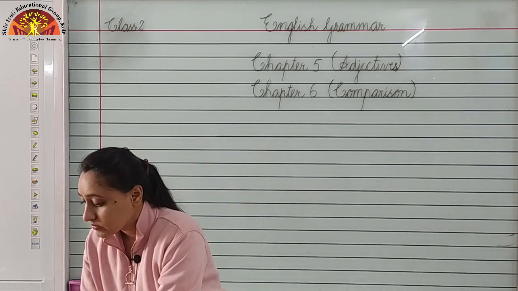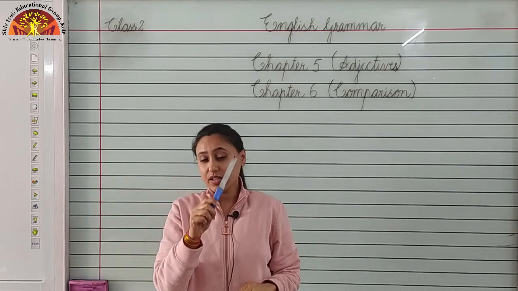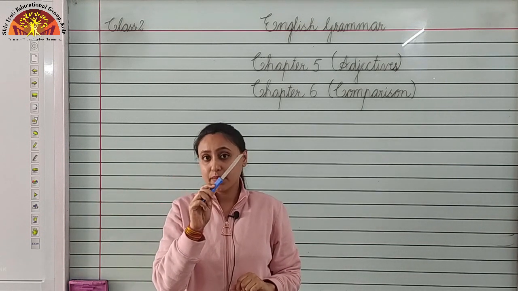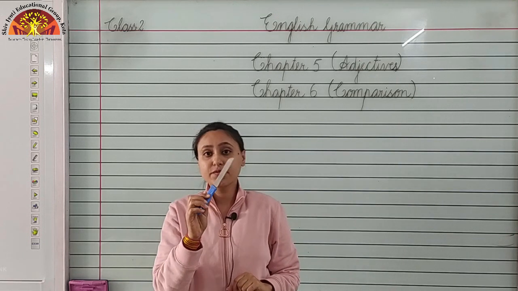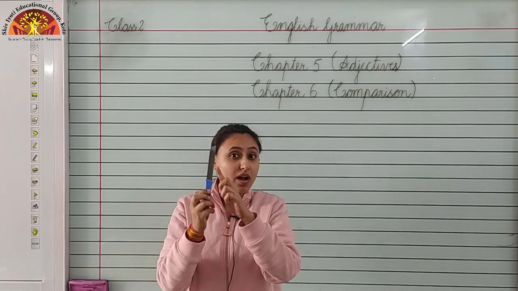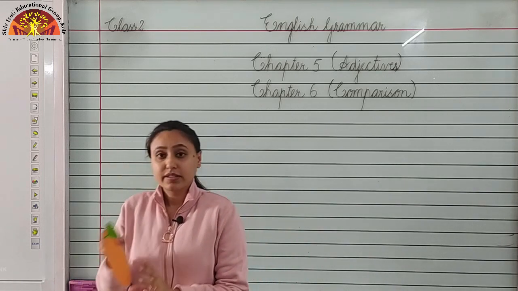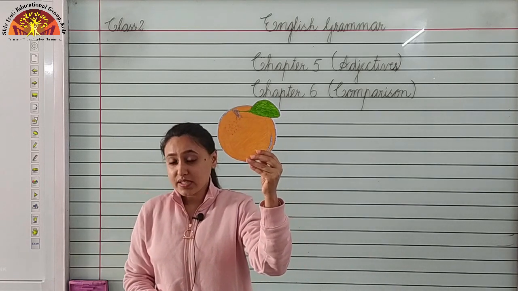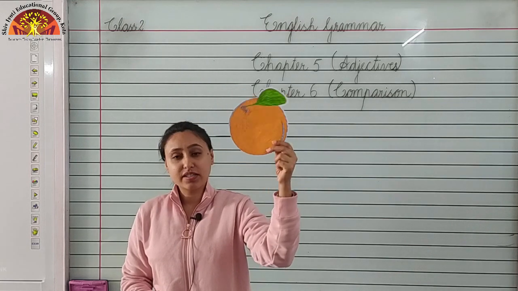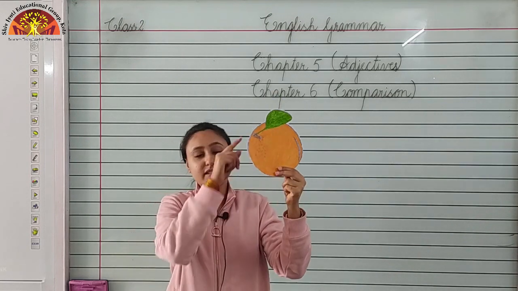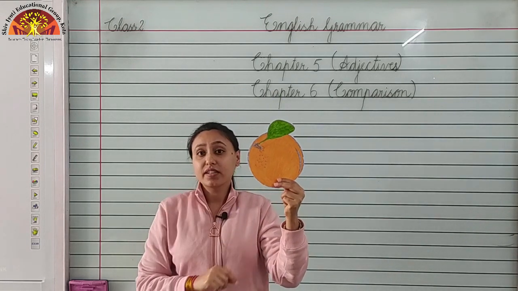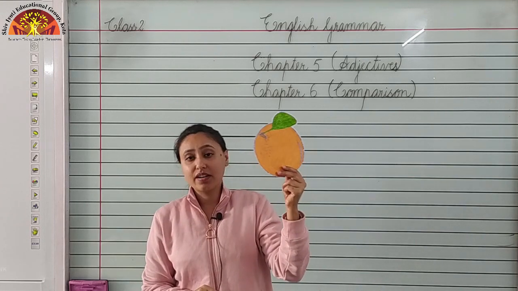Now this is a knife, okay? You have seen it in the kitchen. Mama uses it to cut vegetables and fruits. So this is a sharp knife, okay? Now look here, what is this? This is an orange. It is orange in color, it is round in shape, it is sweet and sour, okay?